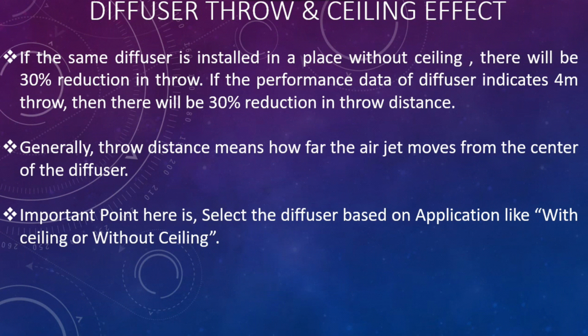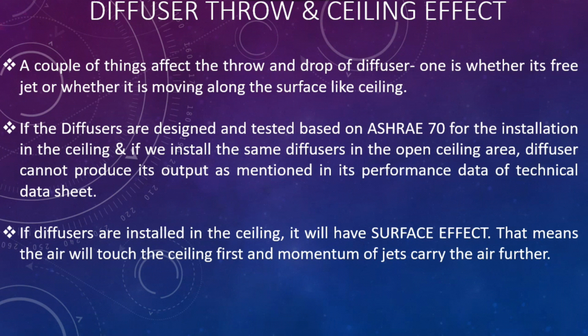That means if the same diffuser is installed in a place without a ceiling, there will be a 30% reduction in throw. If the performance data of the diffuser indicates a 4 meter throw, then there will be a 30% reduction in throw distance. Generally, throw distance means how far the air jet moves from the center of the diffuser. If diffusers are installed in the ceiling, it will have a surface effect. That means the air will touch the ceiling first and the momentum of the jet carries the air further. So I will tell you what this is.